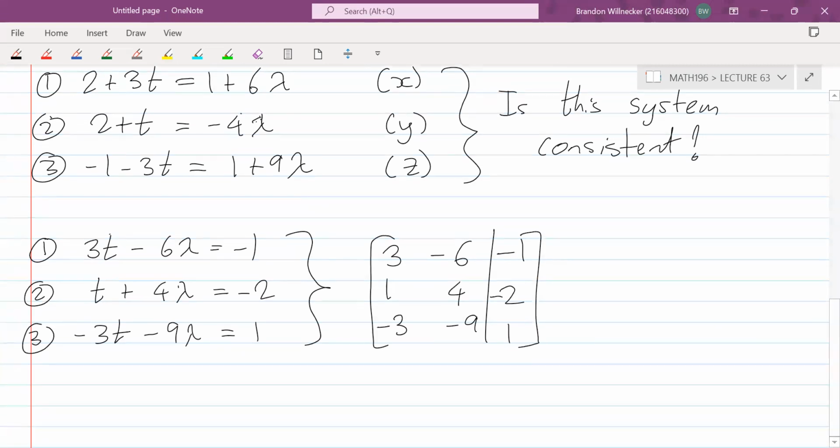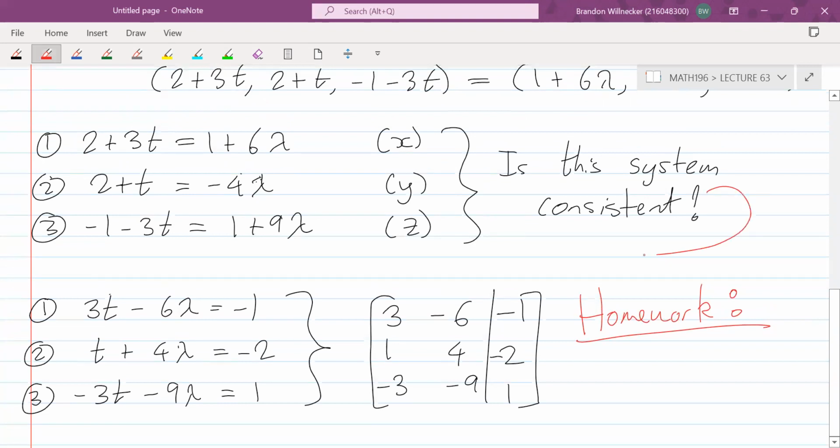I'll leave it for homework to check if this is consistent or not. If it is consistent, that means there is a solution, so we have a point of intersection. If it is not consistent, then we don't have a point of intersection. So for homework, check if this is consistent, and from that you can conclude if the lines are skew or not.